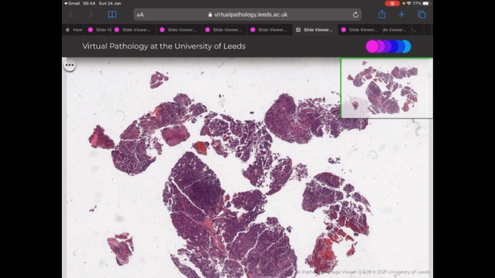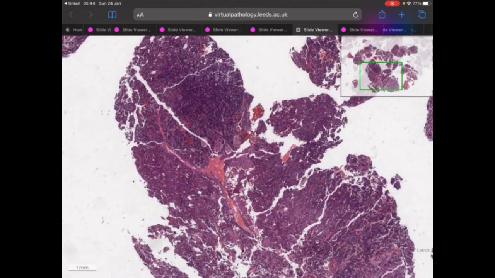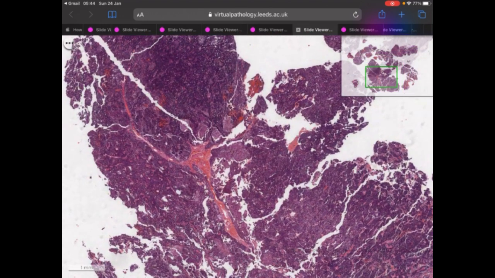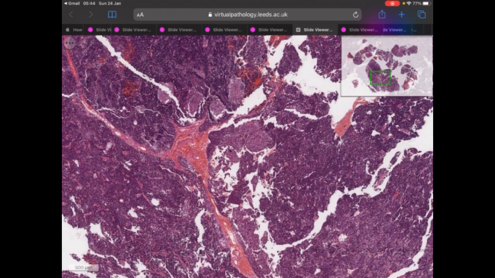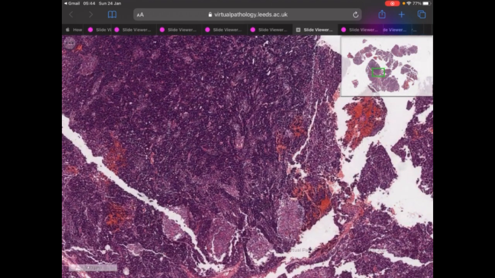We go to our fourth case. This is multiple fragments of tumor. We go to the low power first to see how this tumor is arranged.